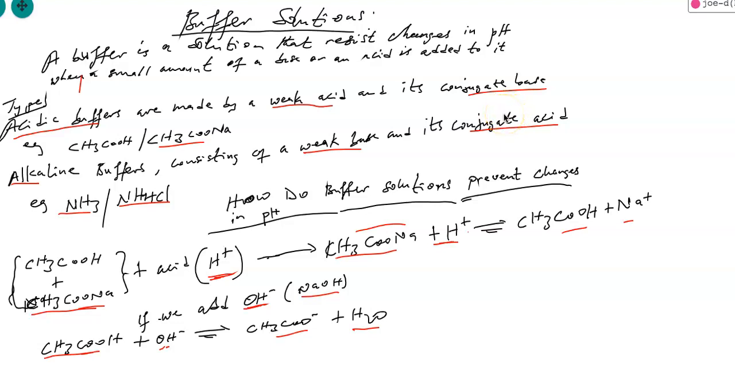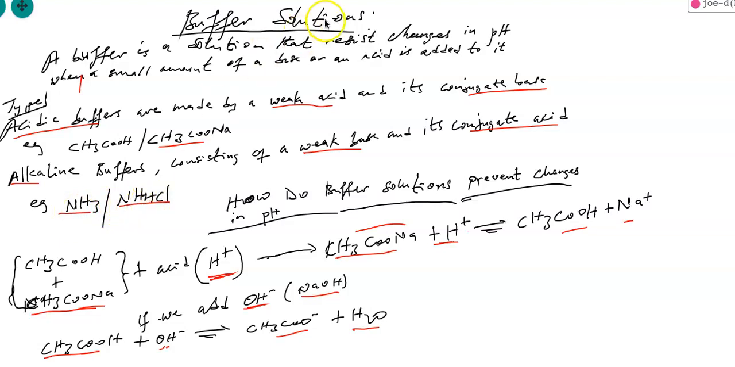Remember in the previous lesson, we looked at the different types of buffer. We said we've got an acidic buffer, which is made up of a weak acid and its conjugate base. Example, ethanoic acid and sodium ethanoate. And alkali buffers, which consist of a weak base and its conjugate acid. Typical example is ammonia and ammonium chloride.